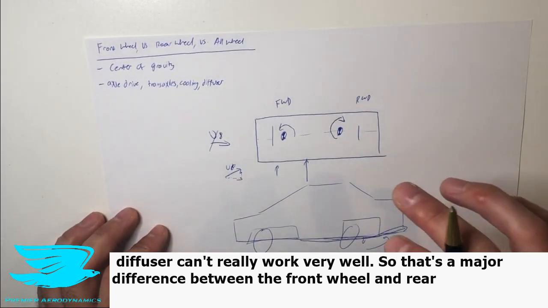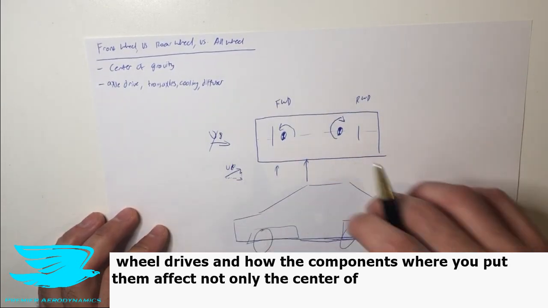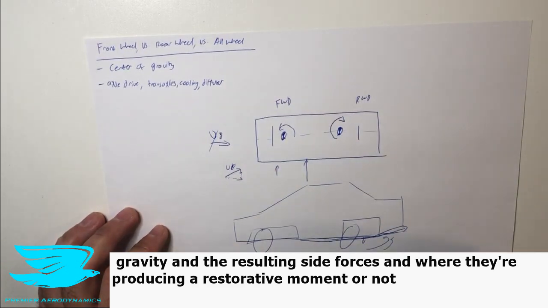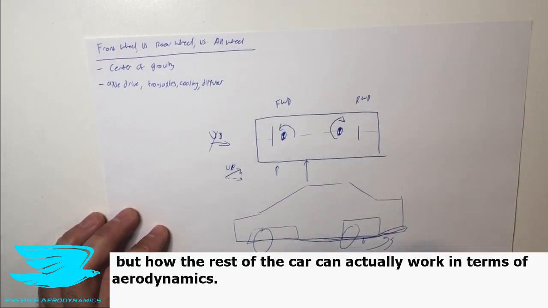So that's a major difference between the front wheel and rear wheel drives, and how the components, where you locate them, affect not only the center of gravity and the resulting side forces and whether it wants to restore that moment or not, but as well how the rest of the car can actually work in terms of aerodynamics. So that is the end of this video.